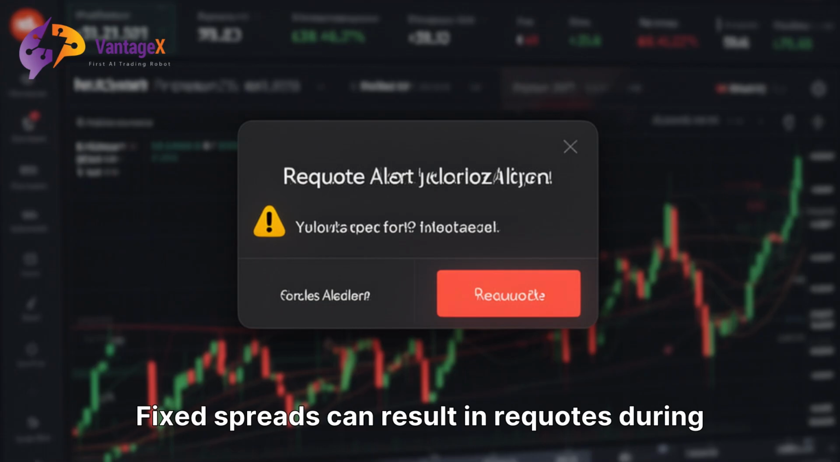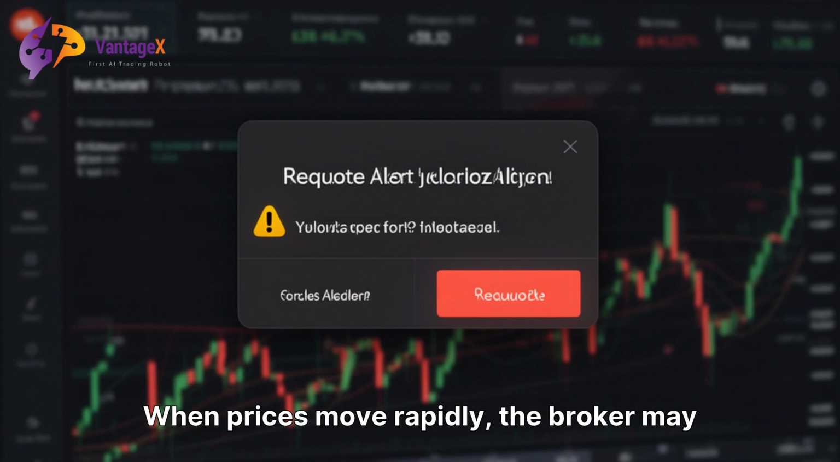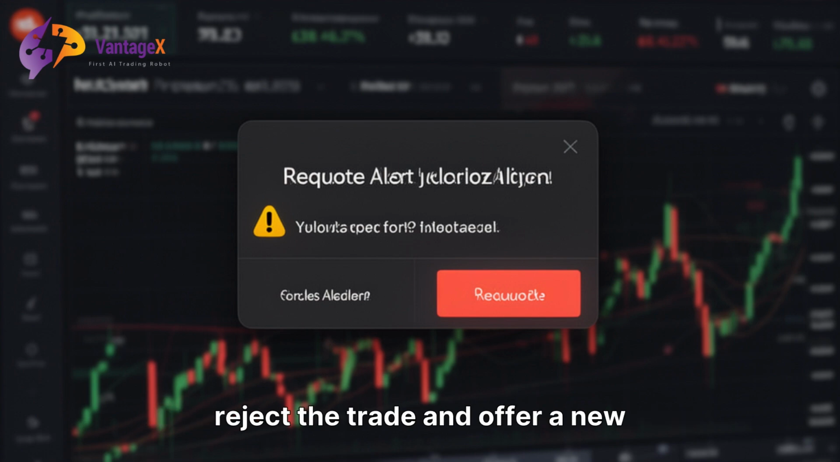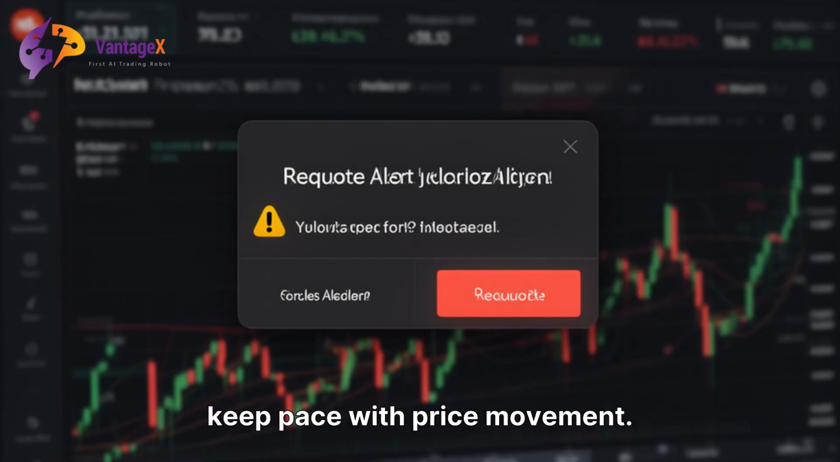Fixed spreads can result in requotes during volatile market conditions. When prices move rapidly, the broker may reject the trade and offer a new price. Slippage can also occur when execution cannot keep pace with price movement.